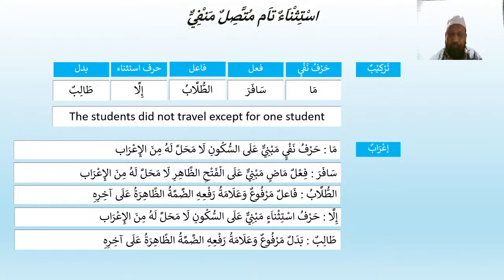Understand that when it is استثناء تام متصل منفي, جواز الأمرين. Two are allowed. One is نصب المستثنى أو الاتباع, اتباع مستثنى منه. هل فهمتم؟ Shall we move on?